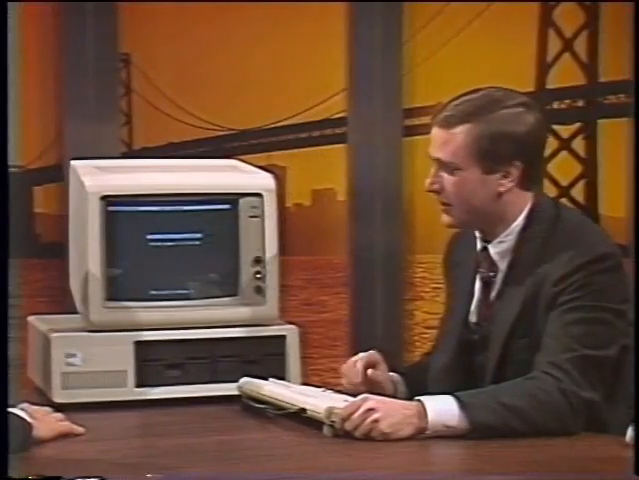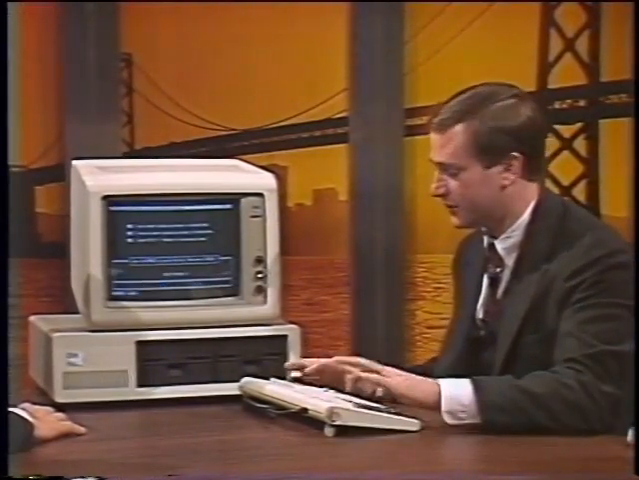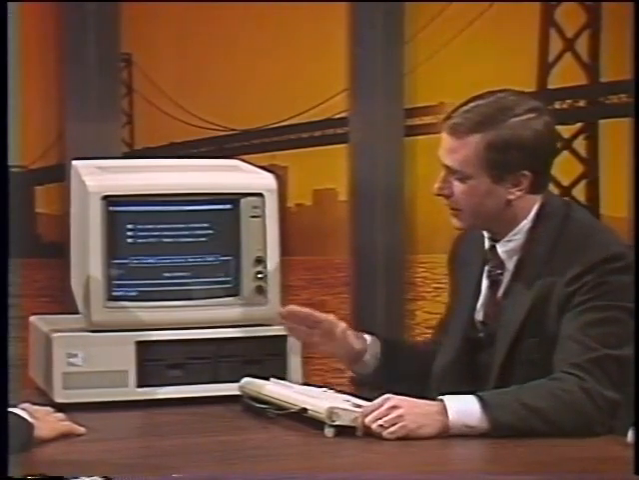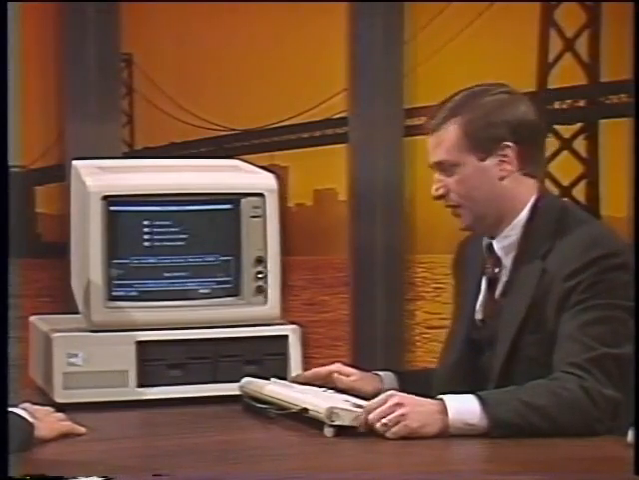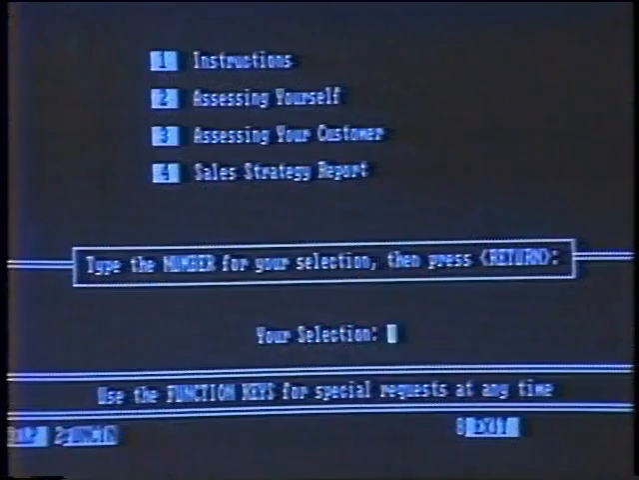Okay. Okay, we've completed that section, and again, we are going to go ahead and store that information simply by putting it out on the diskette. Okay, again, that was just a small sample of the normal dialogue that would take place. Exactly. We're at the main menu now, and we won't look at the instructions. We've already completed the assessing yourself. Let's go ahead and take a look at a customer I've already loaded in here.